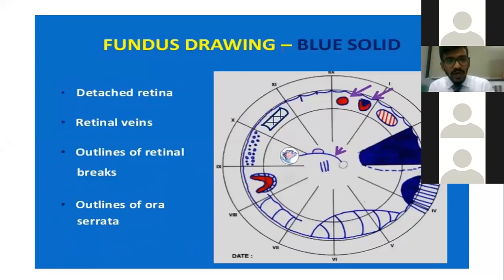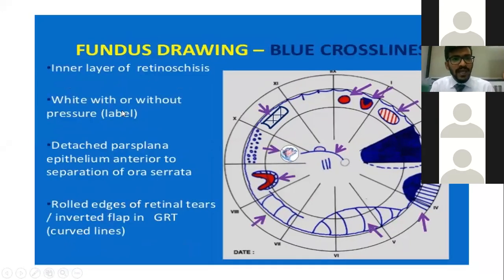Moving to blue solid, a detached retina is always with a blue solid. The retinal veins, if you're drawing, are with blue solid lines. Now, the outline of a retinal break, an HST or a flap of an HST, you draw with blue. And if there are rolled margins, you draw with blue crossed lines. So blue crossed lines are for the inner layer of retinoschisis. Any retinoschisis, you draw with blue crossed lines.